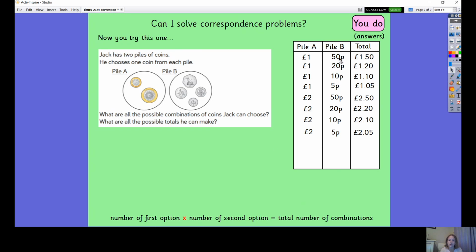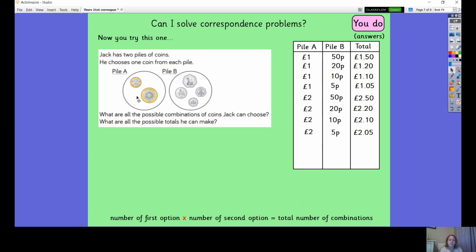And can you see I did pile B in the same order too? I started with the biggest coin and went down to the smallest, and the same there, started with the biggest, went down to the smallest. And it just means that I don't miss any out, and I'm quite confident that I've not missed any out.